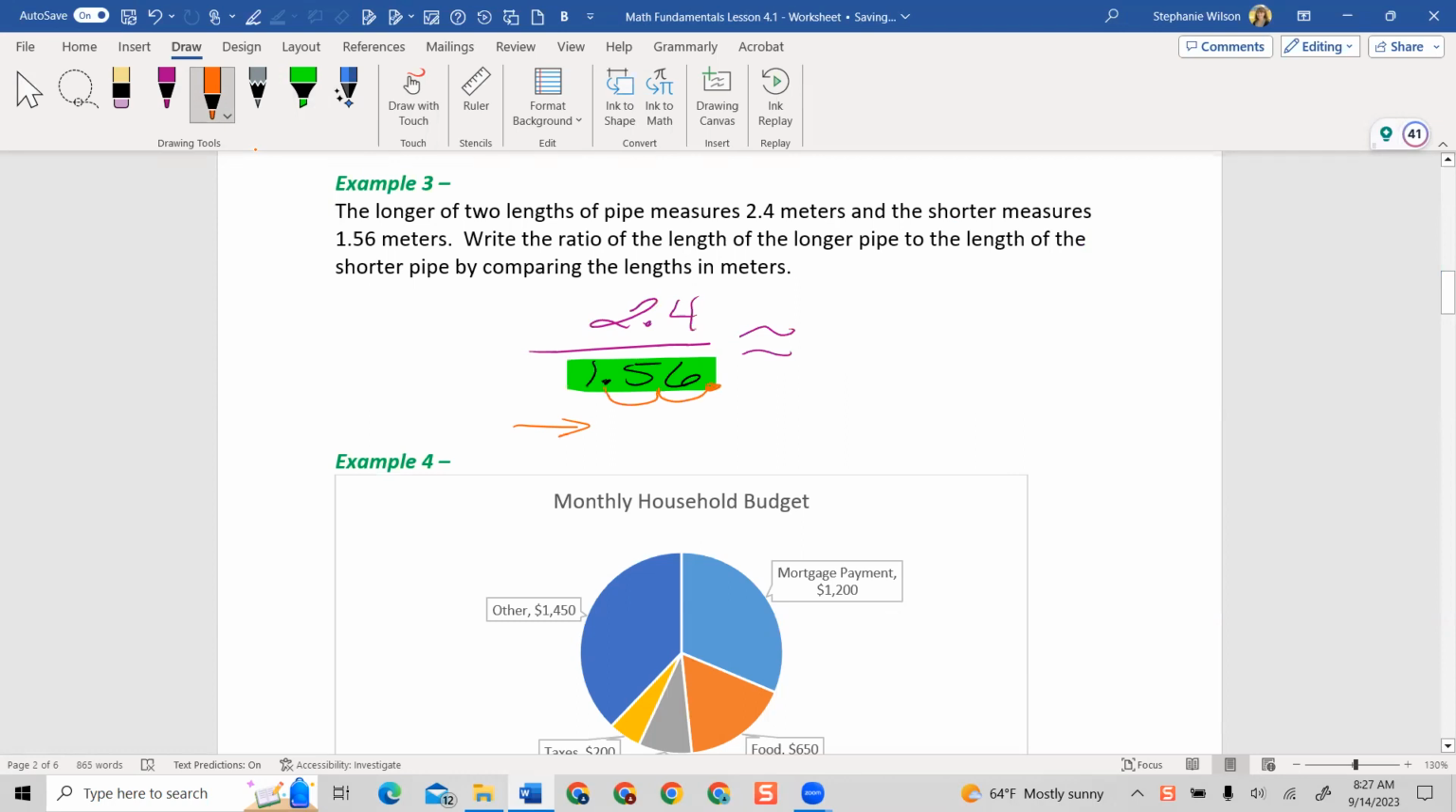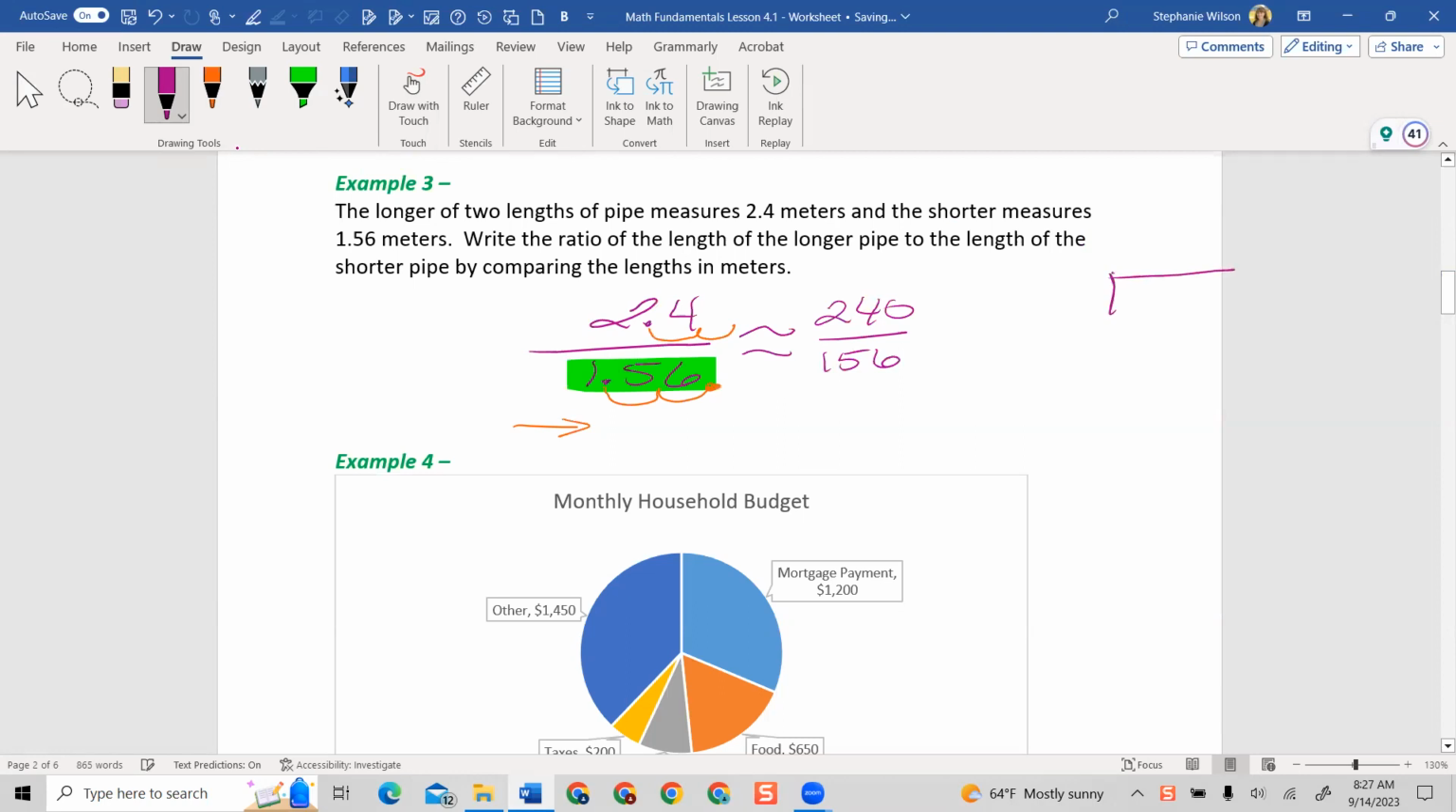Now, the rule is whatever you do to one part of this ratio, you have to do to all parts. So since I moved it to the right 2 places in the denominator, I must do the same to the numerator. And now let's rewrite it. I got 240 over 156.